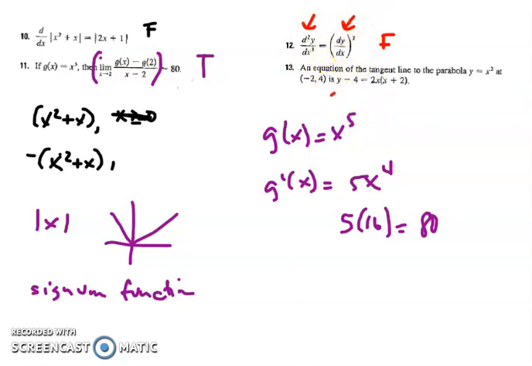And then 13 is an interesting one because it says if you have an equation to the tangent line of the parabola at the point negative 2, 4. Well, a parabola has a derivative of 2x. We just do the power rule here, bring down the 2. So I like it that they put in the slope of 2x, and then I like their y minus 4 and their x plus 2.